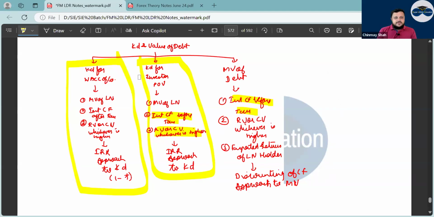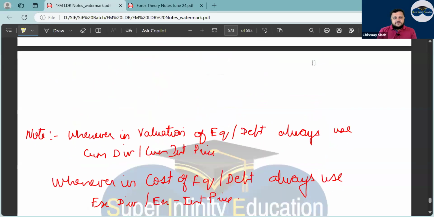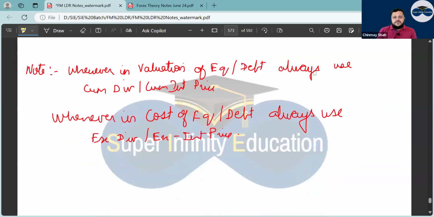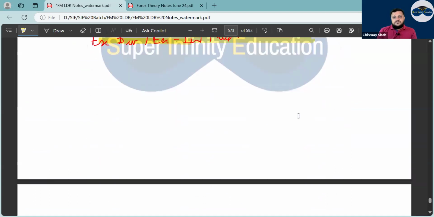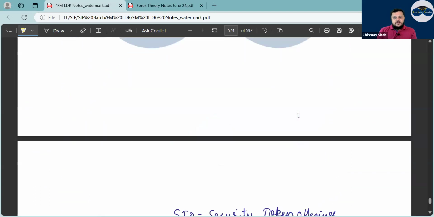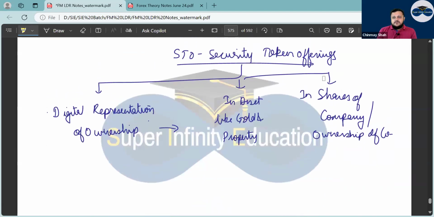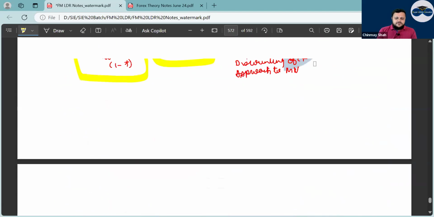This is a new table that I have given. Right? Whenever in valuation of equity, always use what? Cum dividend or cum interest price. Remember that. Correct. Whenever in cost of equity or debt, always use ex dividend. Right. Whenever you are in WACC, always ex interest, ex dividend. But when you are in valuation, look at what the question has given, correct.